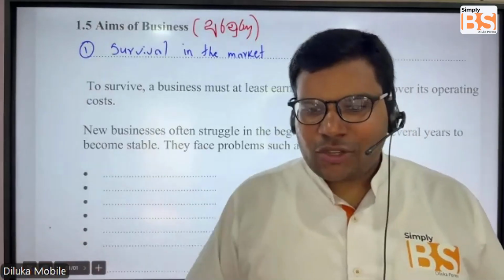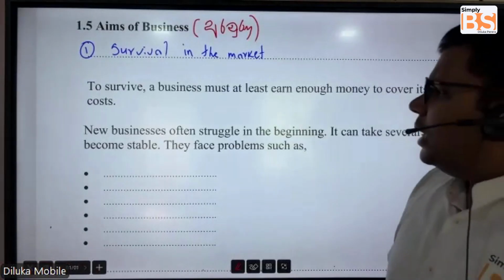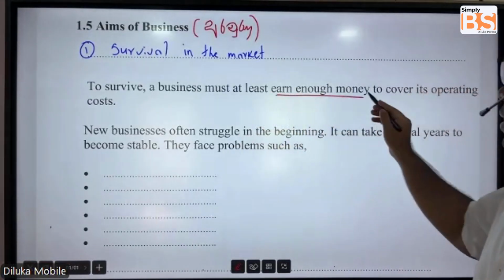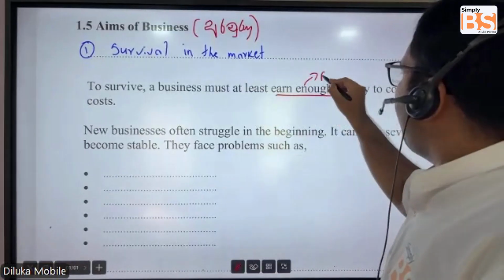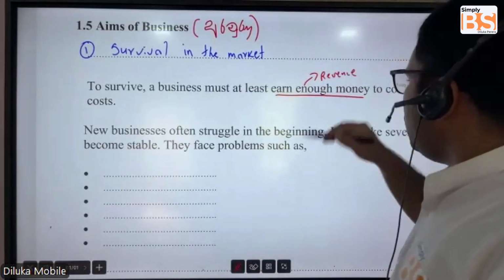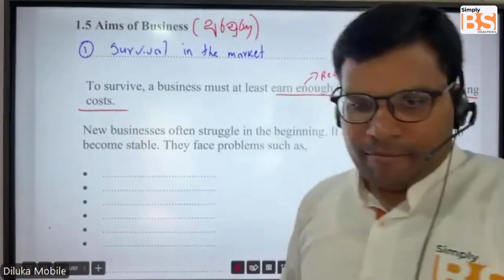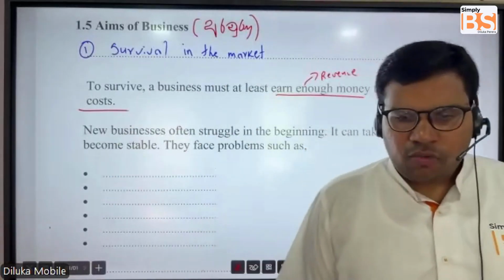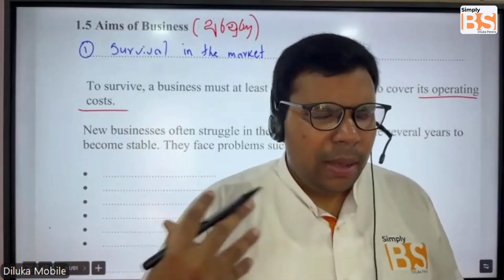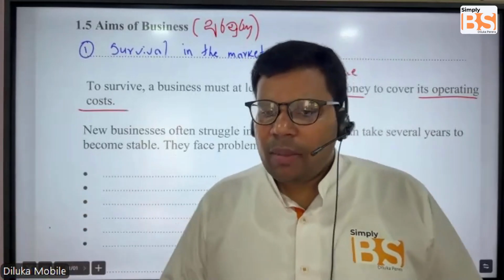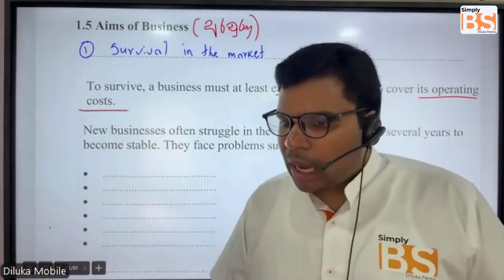Understood? So that is called, students, one of the main aims of a business: to survive in the market. A business must at least earn enough money through revenue. Enough revenue should be there to cover its operating costs. For a business organization, you have certain day-to-day costs that you need to incur for your manufacturing and for buying materials. How can you cover those operating costs if you don't have enough money? If not, you won't be able to survive in the market.